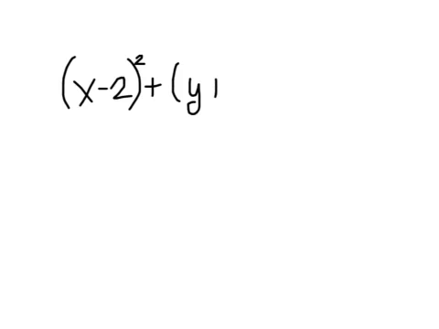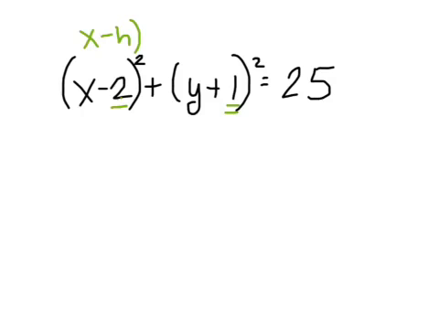plus y minus 1 squared equals 25. Okay, again, what I want to do is identify what number's in the H position and what number's in the K position. Now, it's really tricky with this one because the way it looks right now, it looks like minus 2 is in the H position, but that's not true. The original formula said x minus h inside the parentheses and y minus k in parentheses.